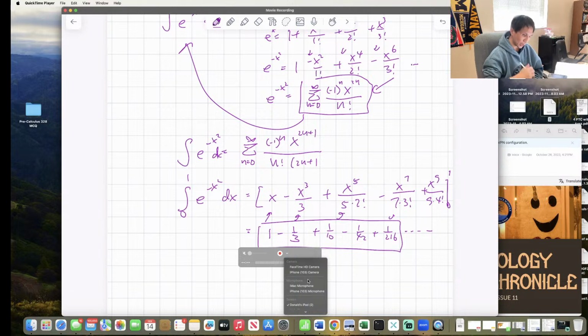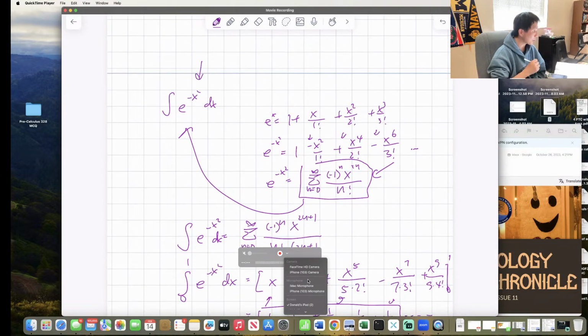On a function like this, normally I cannot integrate it because u-substitution does not work.